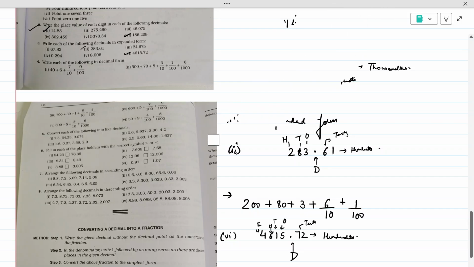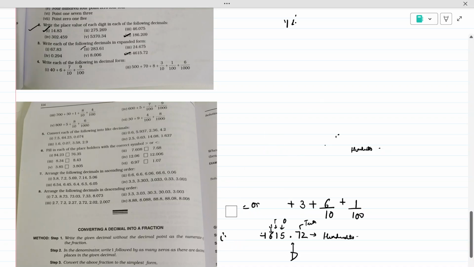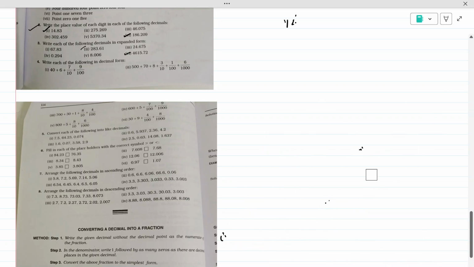Now in the fourth question, what is given to us is the expanded form, and using this expanded form, we have to write the decimal number. So let's do this question now. Question number 4, I am picking the second part here. In the second part, we have 500. That means at 100's place, we have 5. I'm writing the places here.